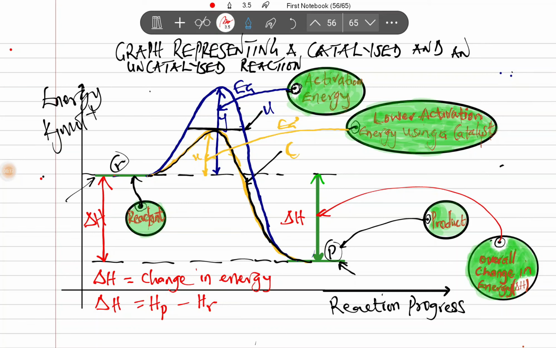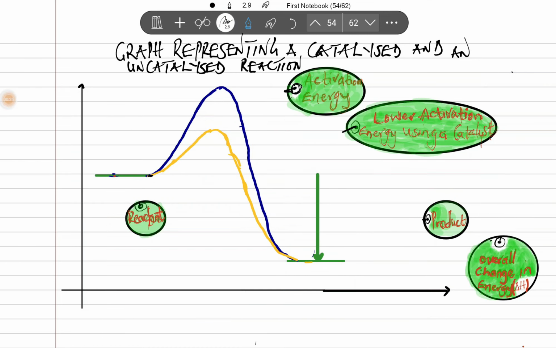The amount of energy consumed or energy released in a chemical reaction involving a catalyst and a chemical reaction involving no catalyst can also be expressed as seen in the diagram here. The picture here represents the reaction pathway for a catalyzed and an uncatalyzed reaction in a typical chemical reaction.